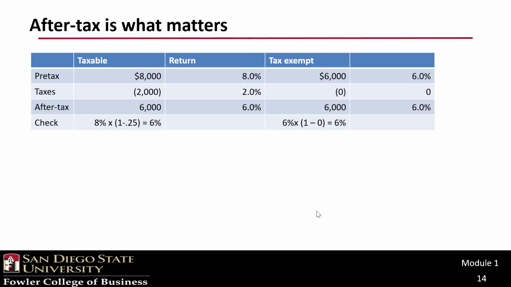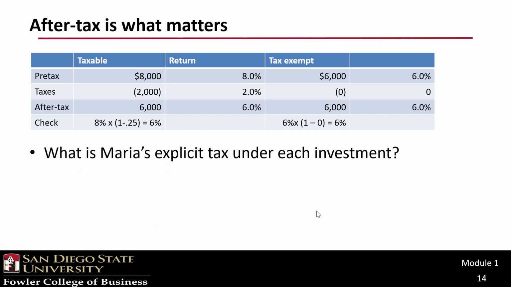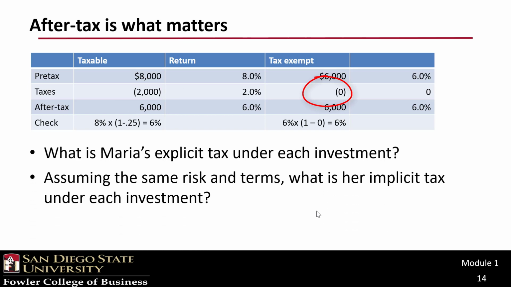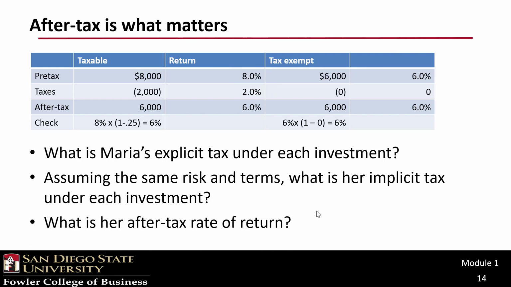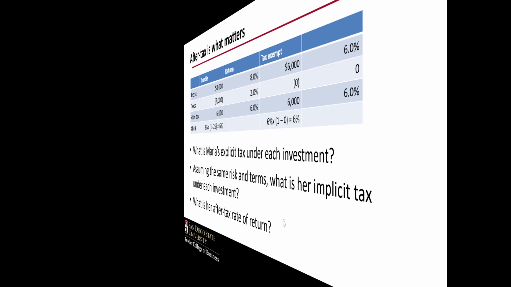Now we can ask ourselves, what is the explicit tax Maria pays? On the taxable bond, she pays an explicit tax of $2,000. On the tax-exempt bond, she pays no explicit tax at all. If we assume matching risk and terms between the two bonds, then she pays an implicit tax of 2% on the tax-exempt bond and no implicit tax on the taxable bond at all. In either case, her after-tax return is 6%.